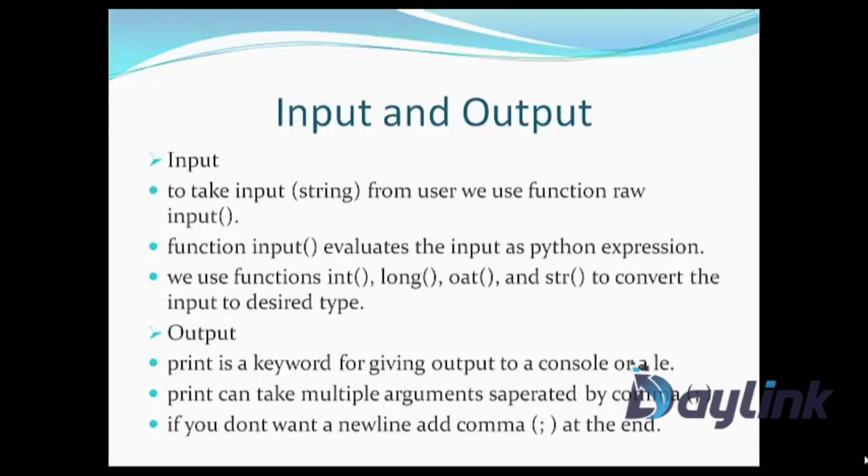First, we see input and output. First, input. To take an input string from the user, we use the function raw_input. The function input evaluates the input as a Python expression. We use the functions int, long, float, and str to convert the input to the desired type.